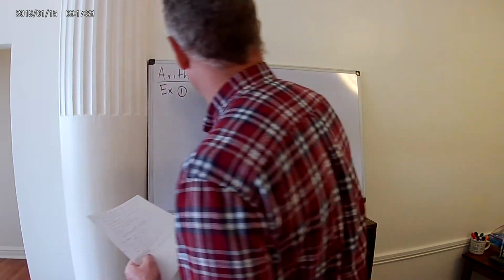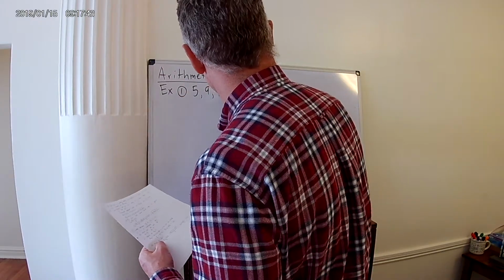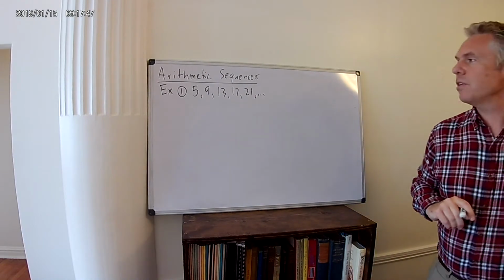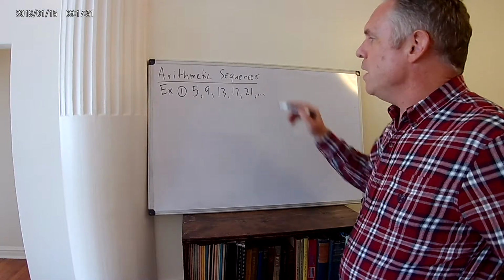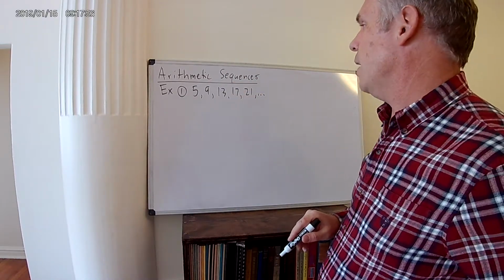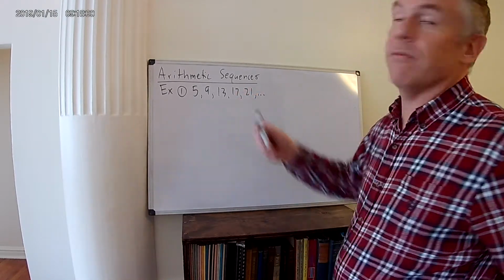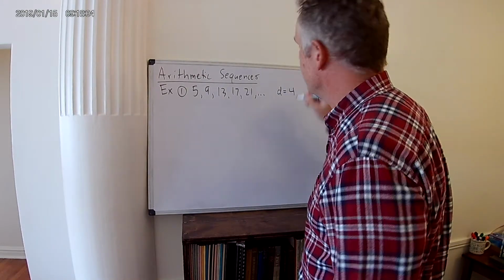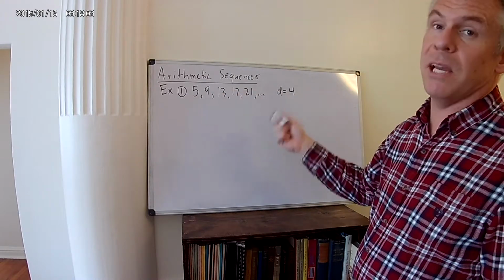Example 1 is the following sequence: 5, 9, 13, 17, 21, and so on. Okay, first of all, is this an arithmetic sequence? The answer is yes, because each term is obtained by adding a fixed amount to the previous term. Okay? And an important first step with the sequence is to identify what that fixed amount is, the common difference. Well, you guys can see pretty quickly the common difference here is 4. We're always adding 4 to the previous term to get the next term.